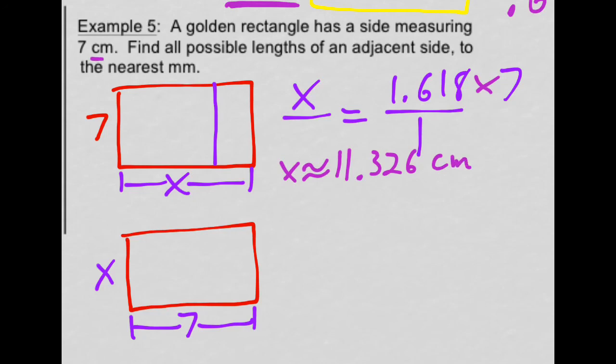centimeters, right? But they're trying to be tricky, and they're telling us to find it to the nearest millimeter. So we're going to say that x is approximately 113 millimeters, 113 millimeters. Remember, to find the millimeters from centimeters, you just move the decimal one place to the right.